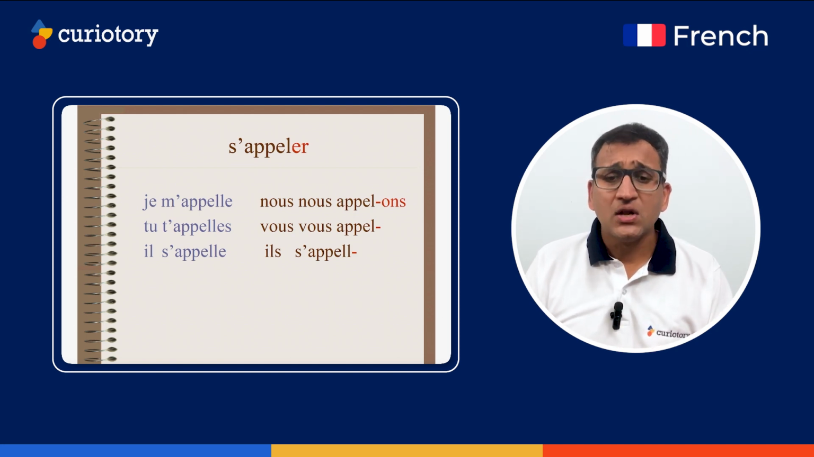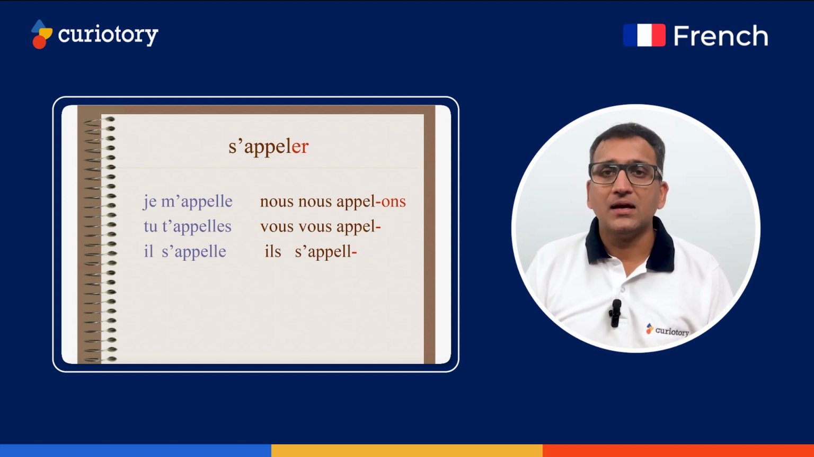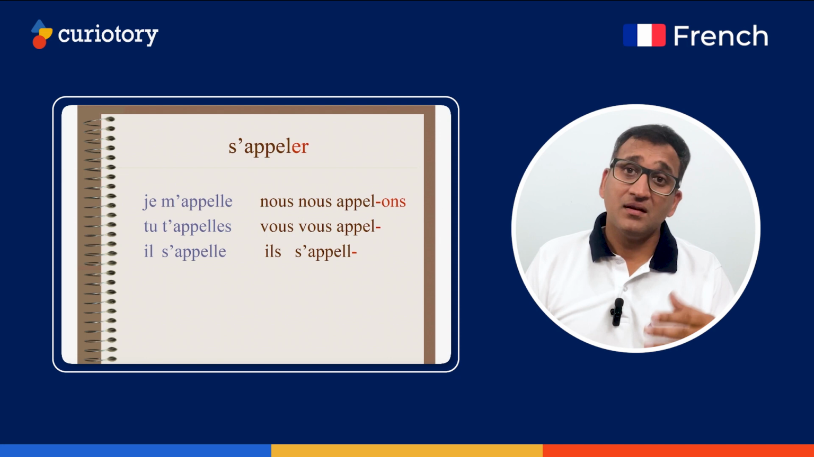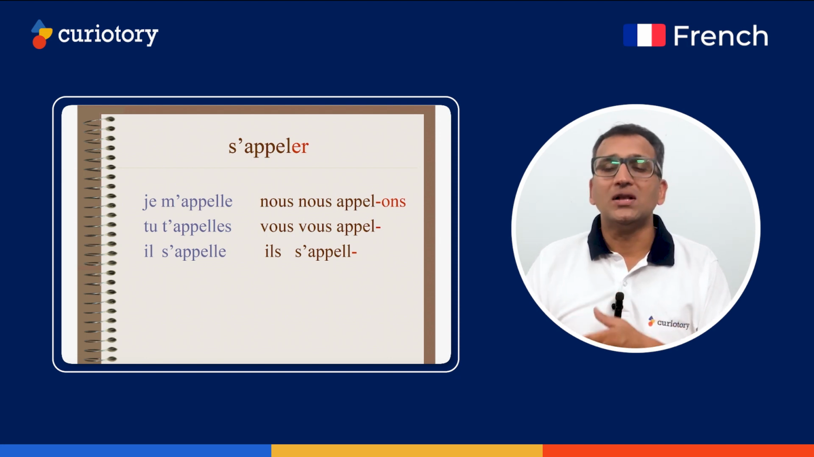So the word-to-word translation for the first version is je m'appelle. It means I call myself. Tu t'appelles, you call yourself. Il s'appelle, he calls himself, or elle s'appelle. Elle is not written, but instead of il, we can use elle s'appelle. So elle s'appelle means her name is, or she calls herself.